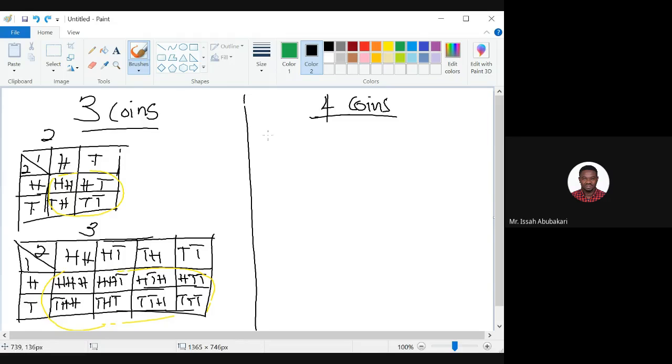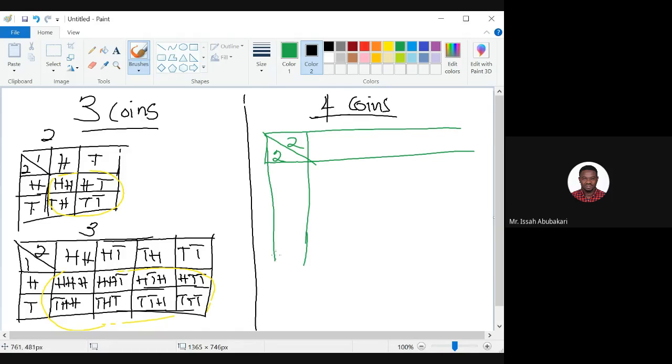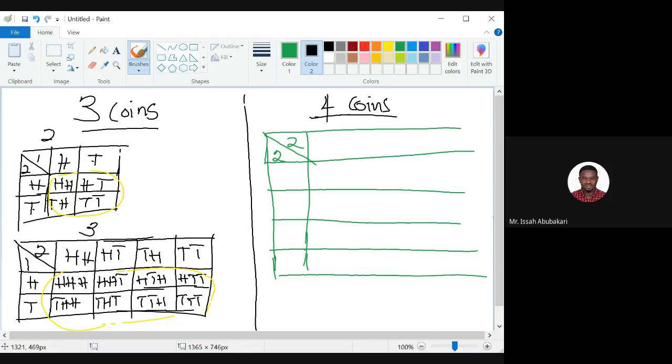Now let's see. So we are going to draw our horizontal and our vertical like this. So let's say this is 2 coins and this is 2 coins. So with the 2 coins, we are saying that we are going to have 8 cases. So if that is the case, we are going to have 4 cases here and then 4 cases over there. So with the 4 cases, we already know this is 2 cases. So we just borrow this.